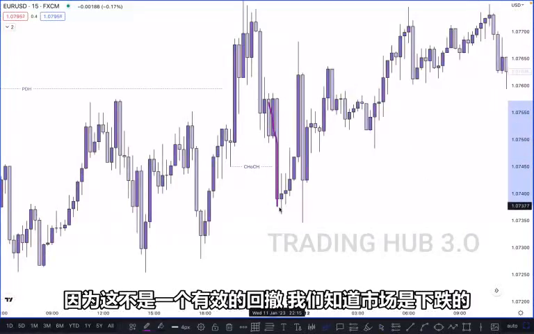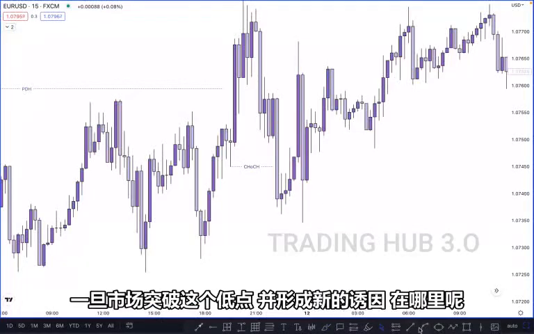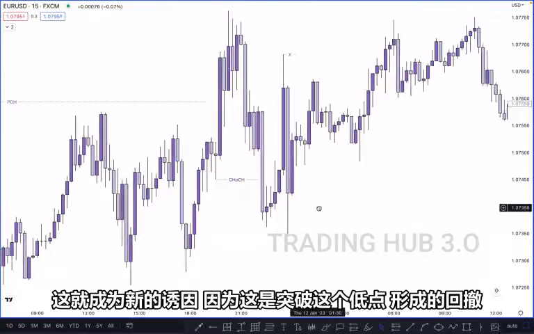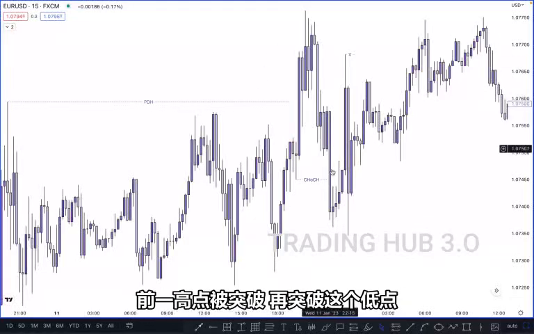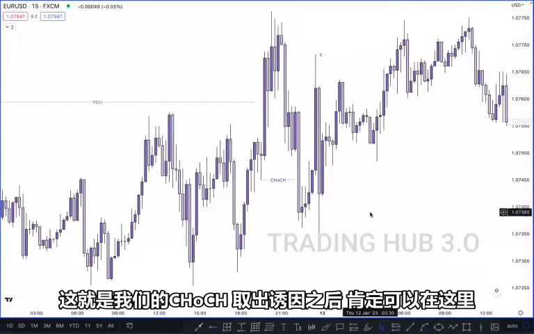As we know, the market pushes downside and creates a new high, and then finally breaks this. Once the market breaks this low and creates a new inducement, where is our new inducement? This. So this becomes our new inducement because this one is our pullback, it breaks this low, and now you can sell after taking out this inducement. Previous day high taken out, break this low, and this one is our change of character. After taking out the inducement, you can definitely sell here.